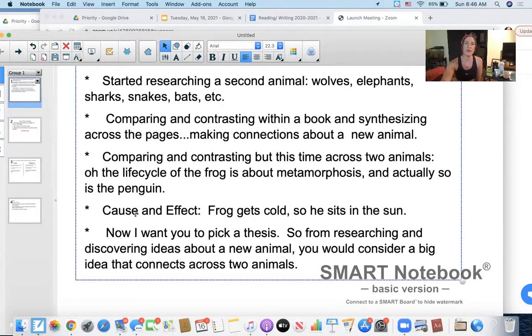So we did that, and then there was a little bit of work with cause and effect. Like, oh, the frog gets cold, so he sits in the sun. And well, my penguin gets cold, but they huddle together. And so you started thinking about all of that information, and then some of you completely finished your first piece and are ready to go on now with the next step.